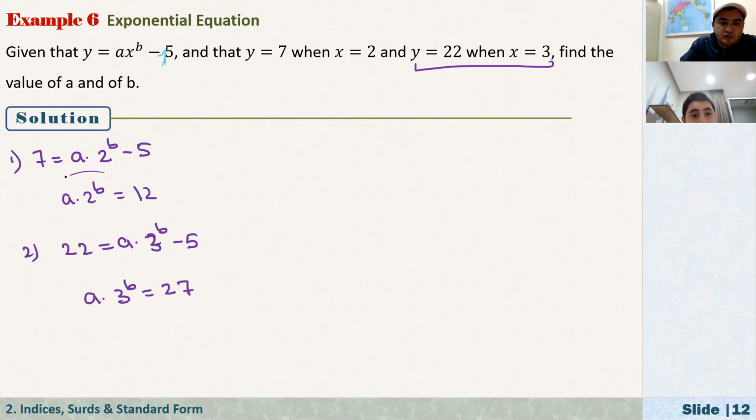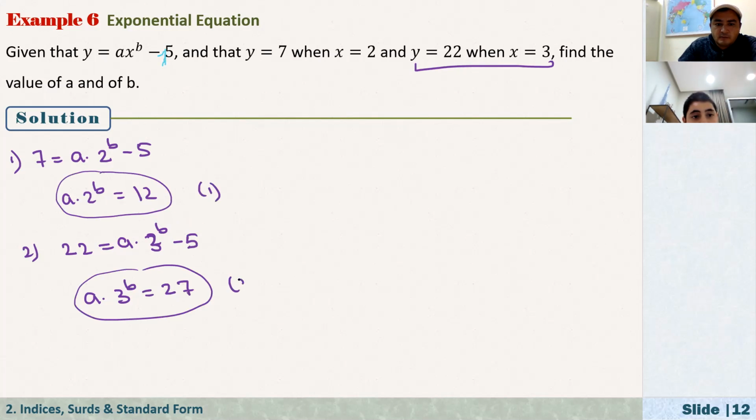Okay, now we have two equations. What is next? We should find a in terms of b. We should divide, right? Because here it is a times something, a times something. Let's divide the second equation by the first equation. So here we have a times 3 to the power of b over a times 2 to the power of b.